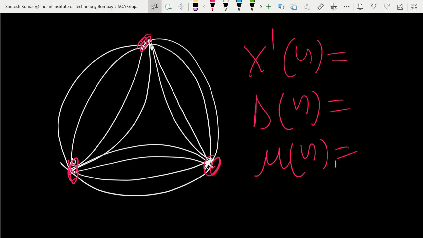Okay, so what is chi dash G? So chi dash is the minimum number of colors required to label edges of graph such that incident edges will receive different colors, or to make it k is colorable. Delta is the maximum degree of a vertex, mu G is the maximum multiplicity of edge.